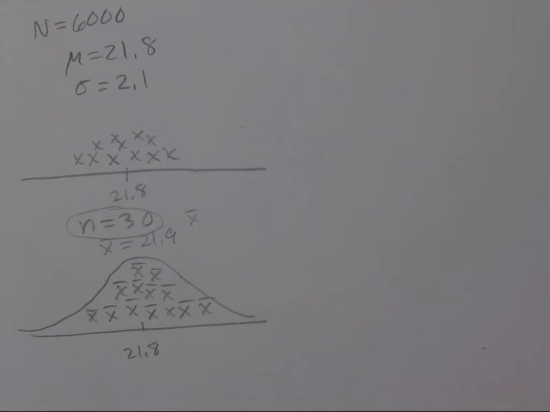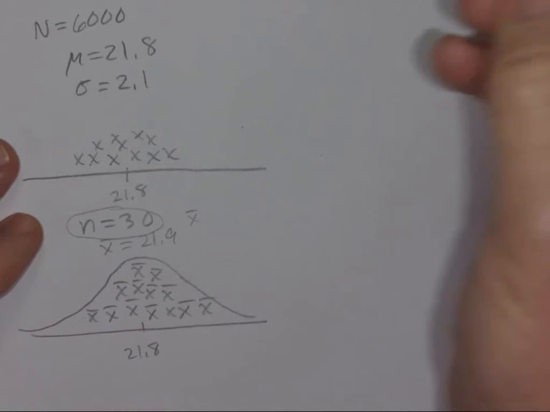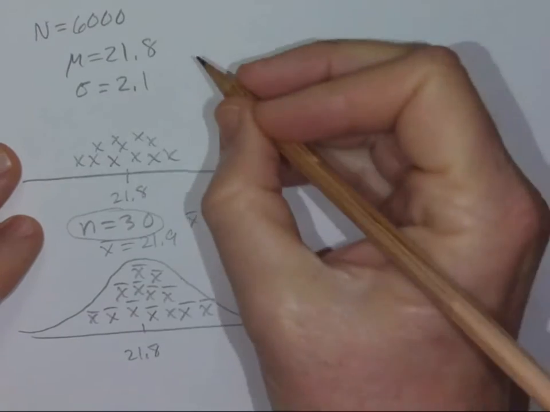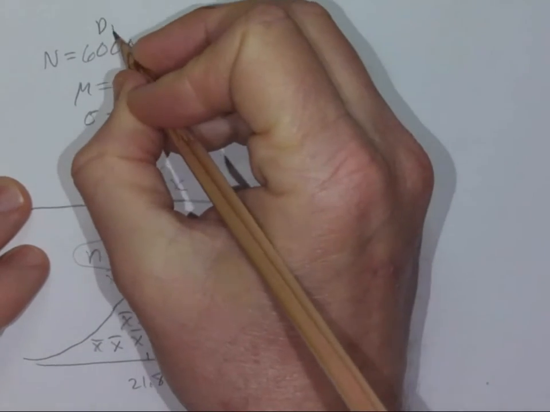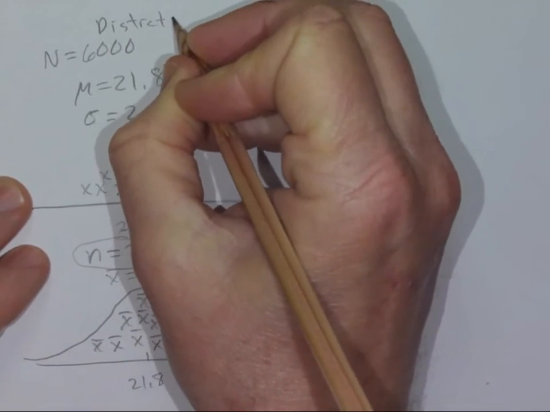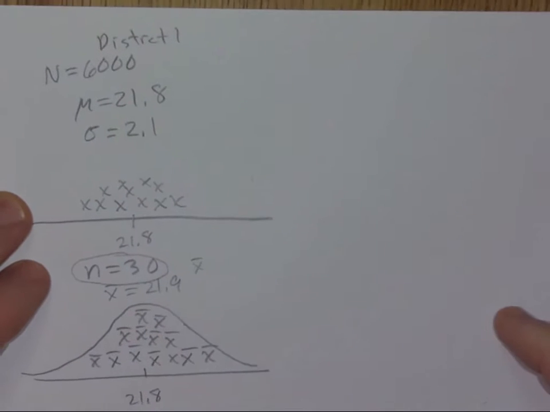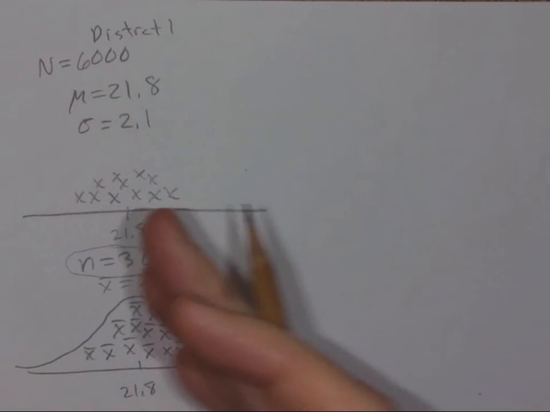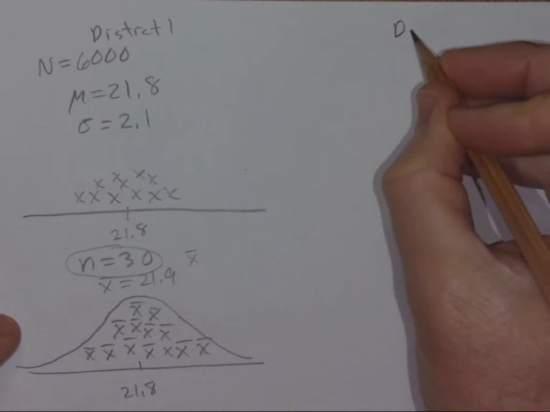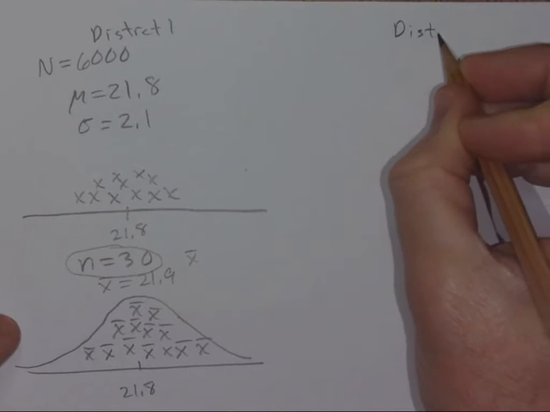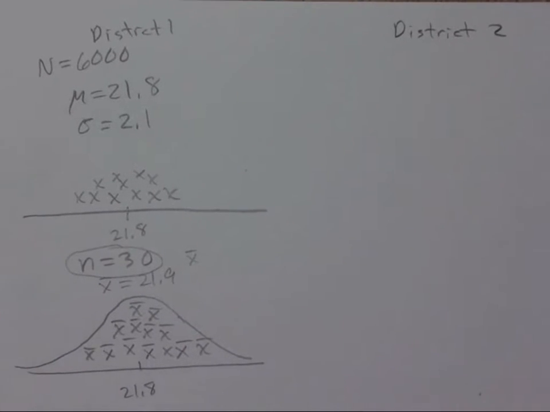But now we're going to have a second distribution. This is for, let's say, District 1, in the one school district in one county. And then in another county, we're going to compare it. We want to see how this county compares to the other county. So we have District 2. Like we talked about in the world of AP Stats, we're very interested in comparing two different things to see which one's better than the other.